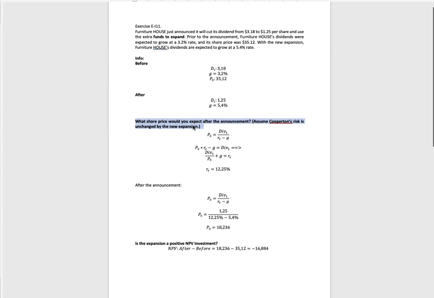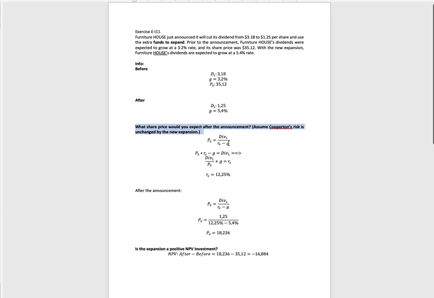What share price would you expect after the announcement? In an efficient market where all public information is available and the reaction is instant, the share price would drop to 18.236 units. We don't know. Oh, it's US dollars.